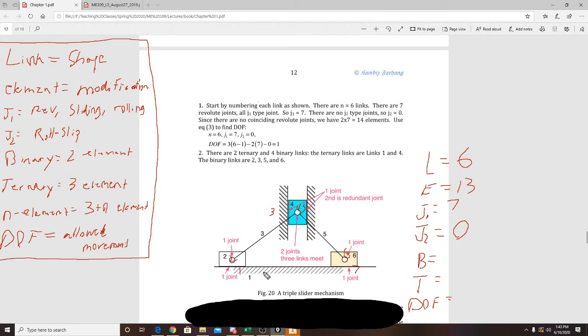Let's start with link 1. How many elements does link 1 have? This is a confusing one, so do take a second to think about this. How many modifications does link 1 have? And remember, link 1 is the ground. It is the ground here, and it is the ground up here. So carefully think about your answer.